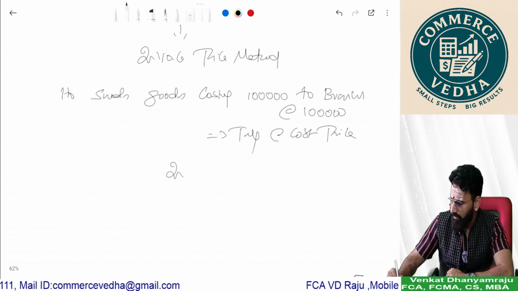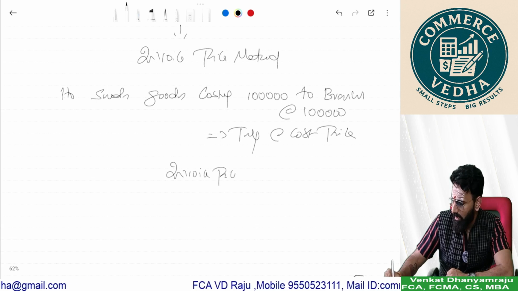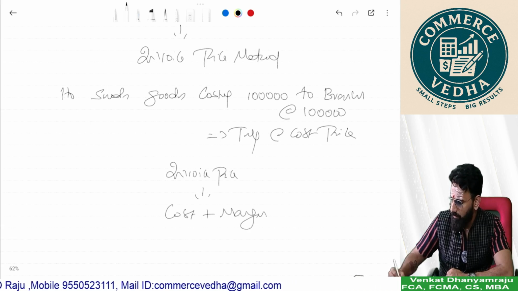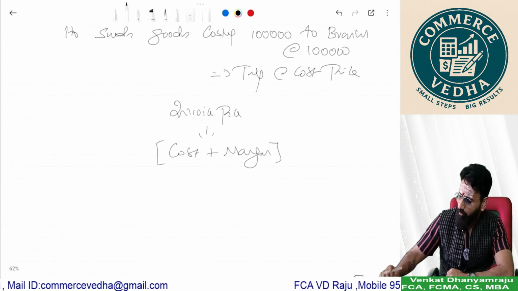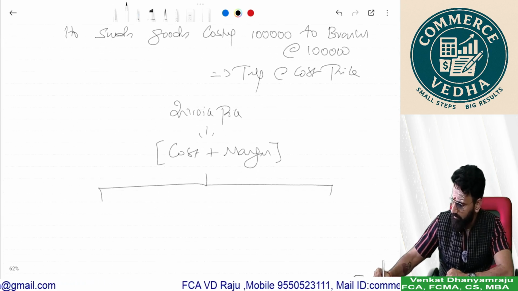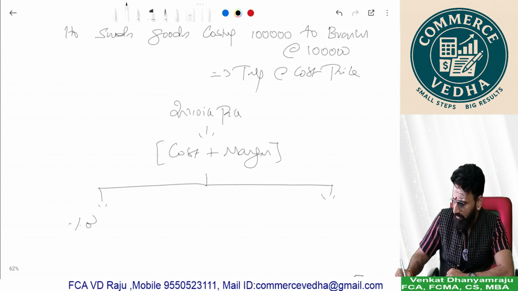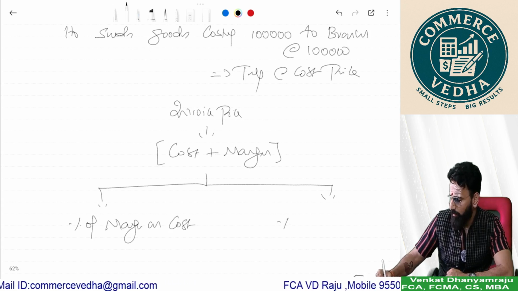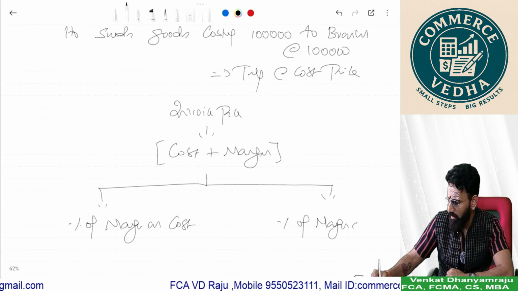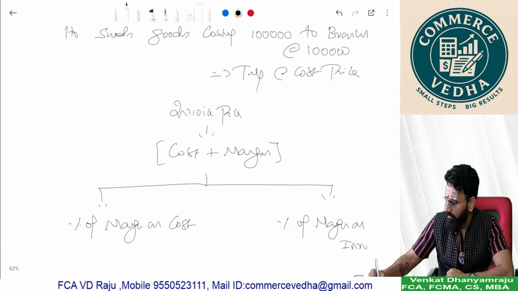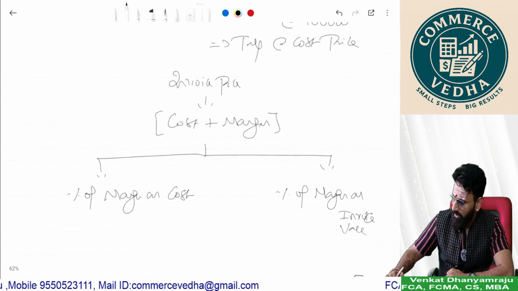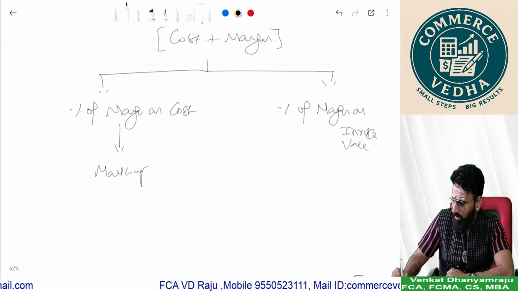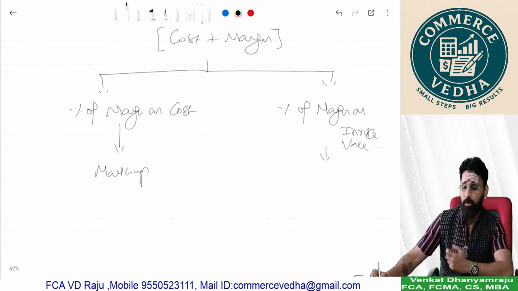Whereas invoice price has an element of cost plus margin. It can be of two types. One is percentage of margin on cost or percentage of margin on invoice value. Generally, if the percentage is on cost, it is called as markup, and if the percentage is on invoice price, it is called margin.